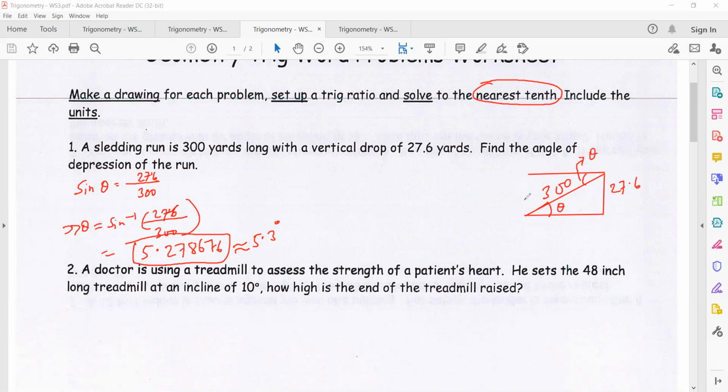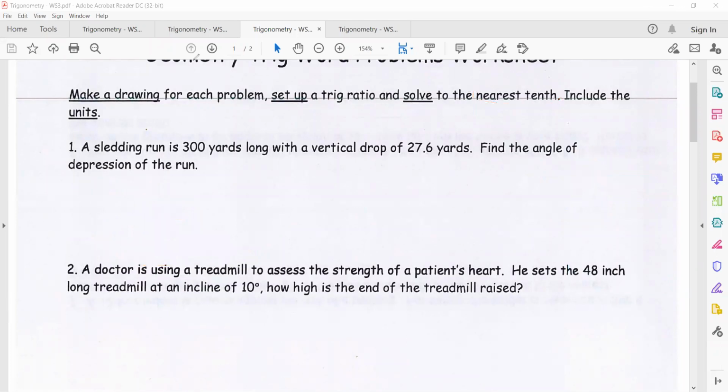Then you have to complete this triangle, and you will take this as 27.6. The same thing you will find. Yes, I do it that way. Yeah, that's correct. Very good. Now let's go to number 2.